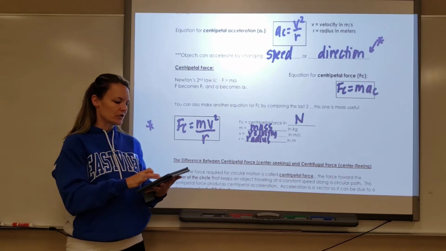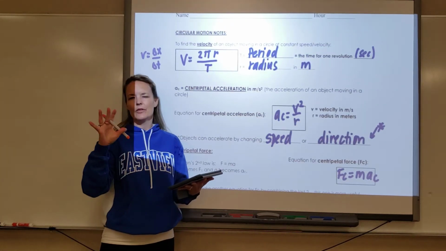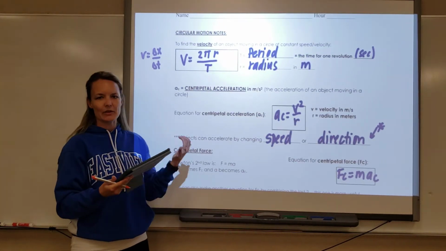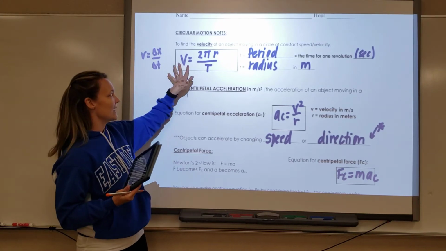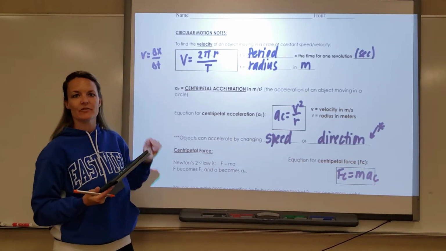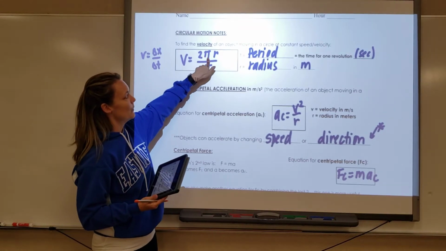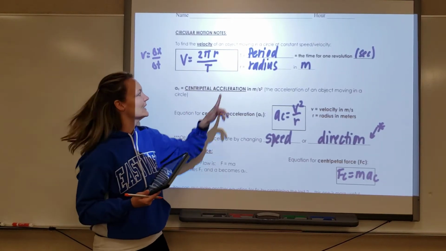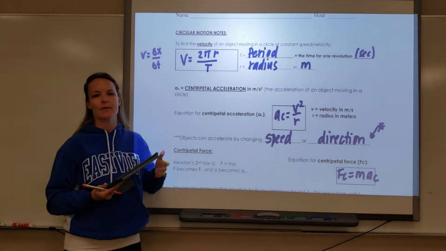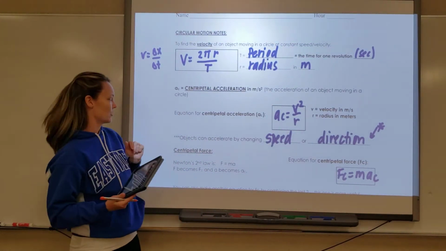All right, so just to recap, we have 3 to 4 new equations, mainly 3, that we use to find the velocity or the speed of an object moving in a circle at constant speed. It is V equals 2 pi R over capital T. Capital T is the period, the time it takes to make one revolution of the circle.